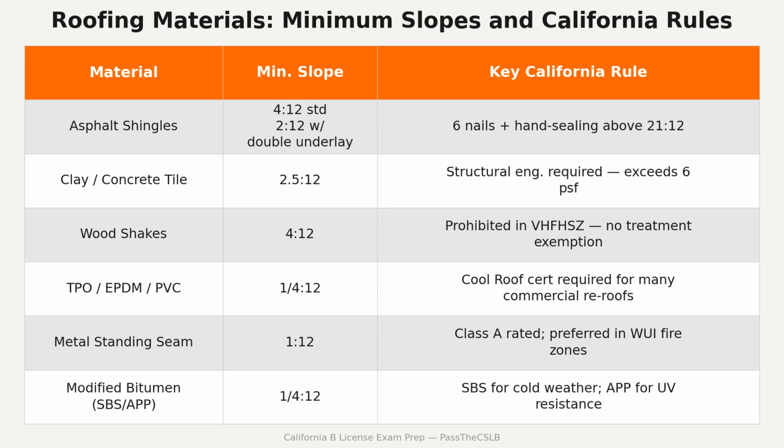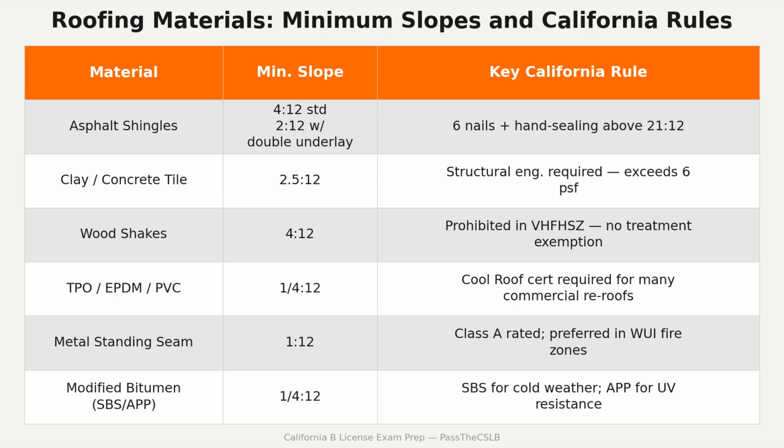Modified bitumen bridges built up roofing technology and single-ply membranes. Styrene butadiene styrene provides rubber-like cold weather flexibility. Atactic polypropylene provides ultraviolet and heat resistance and is typically torch applied. Both are low slope products with the same 1/4 to 12 minimum slope.